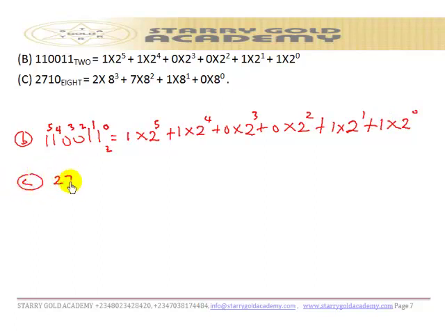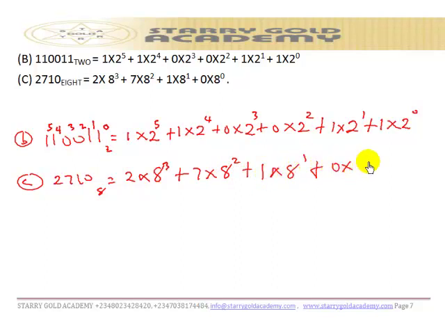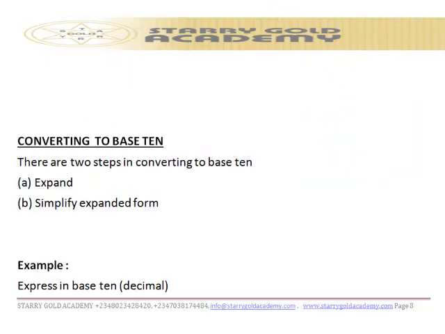You have another example, 2710 base 8. You expand: 2 times your base power 3, plus 7 times your base power 2, plus 1 times your base power 1, plus 0 times your base power 0. With these examples, I believe that by now you should have caught up with this first objective, expansion of numbers.